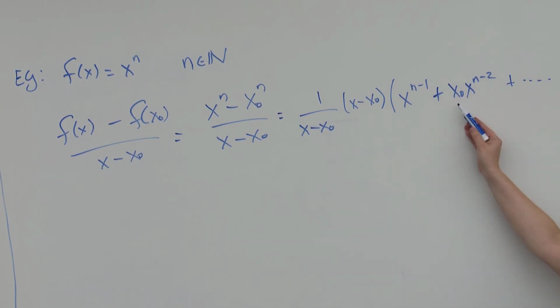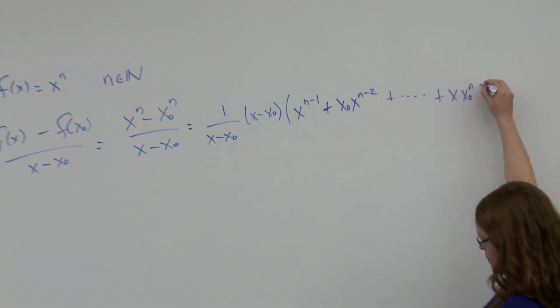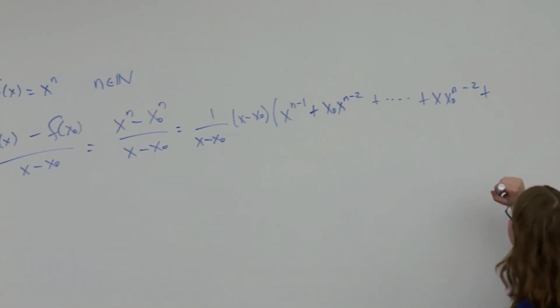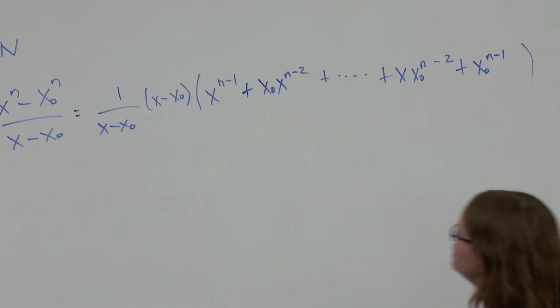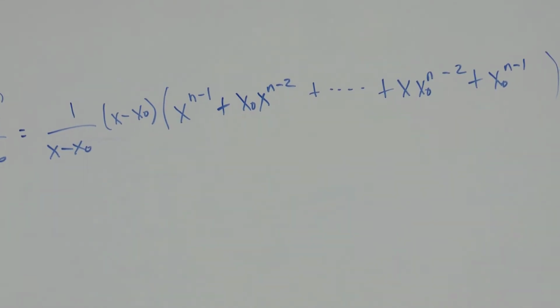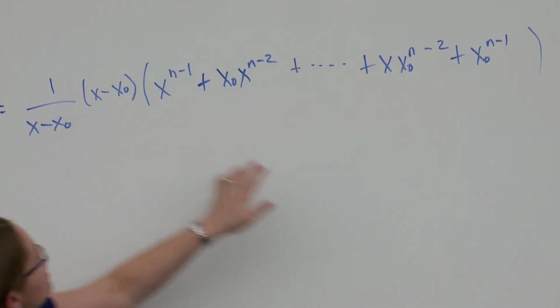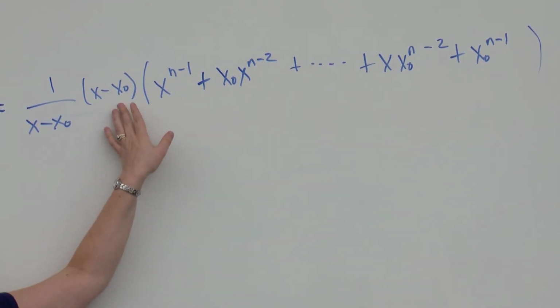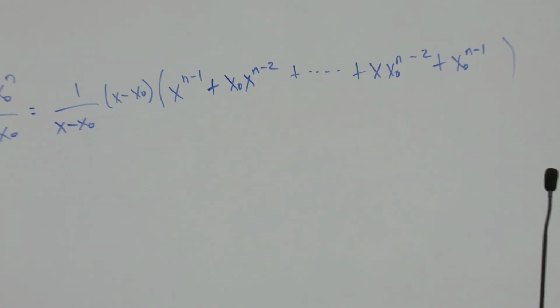Keep increasing the power of this guy, decreasing the power of this guy. So we're going to get, at the end of the day, an x times x naught to the n minus 2, and then that one goes away, and we get an x naught to the n minus 1. So this term times this gives me my x to the n. This term times this gives me my minus x naught to the n. And then we're going to have cross terms all the way through that keep canceling each other.